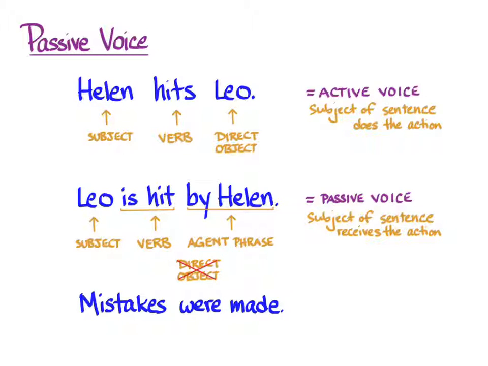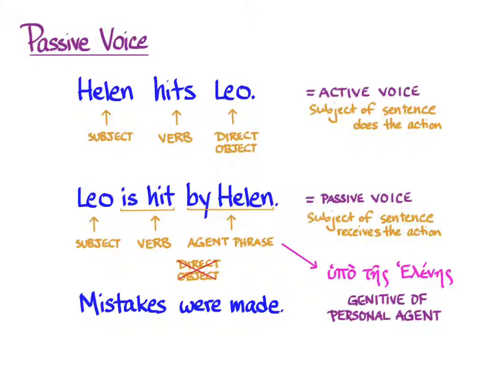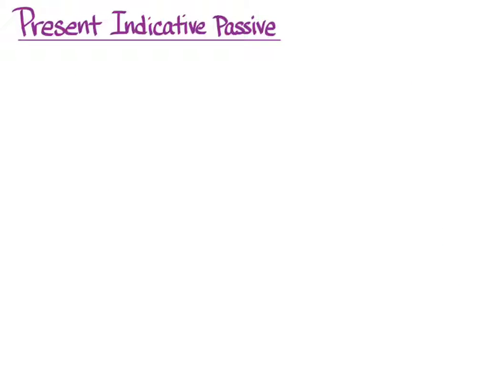Greek has a way of doing it too. Most of the time, it's also with a preposition, hupo plus the genitive. Here we're actually translating by Helen, hupo tes Helenes. This is called the genitive of personal agent. You can always use this when you need or want to specify the agent or doer of a passive verb. When there's an alternative to genitive of personal agent, I'll tell you about it. All right, let's get on with learning to form the present indicative passive.